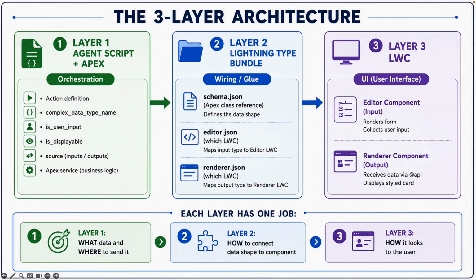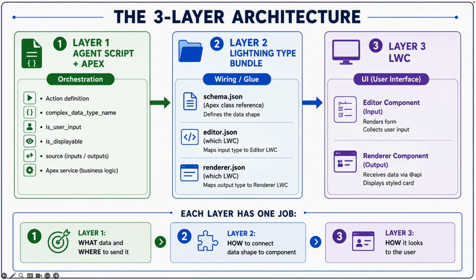Now, let's try to understand the CLT, the custom lightning type, in more detail. Whenever we work on the custom lightning type, it works in three layers. You can think of it like a pipeline where layer 1 is your agent script and the Apex. This handles the orchestration part. It defines what data you are collecting, what Apex classes process it, and what is marked as an input as well as the output for the CLT rendering.